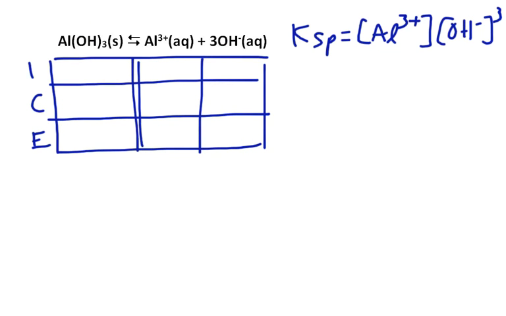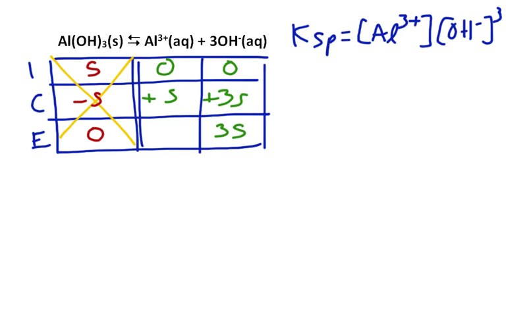Let's try it again. Here we have our aluminum hydroxide. Again, we don't care about that box, but we're going to use it for our solubility. And we're going to start off here with 0 and 0. This is going to be plus S. This would be plus 3S. And you can probably already see what's going to happen.